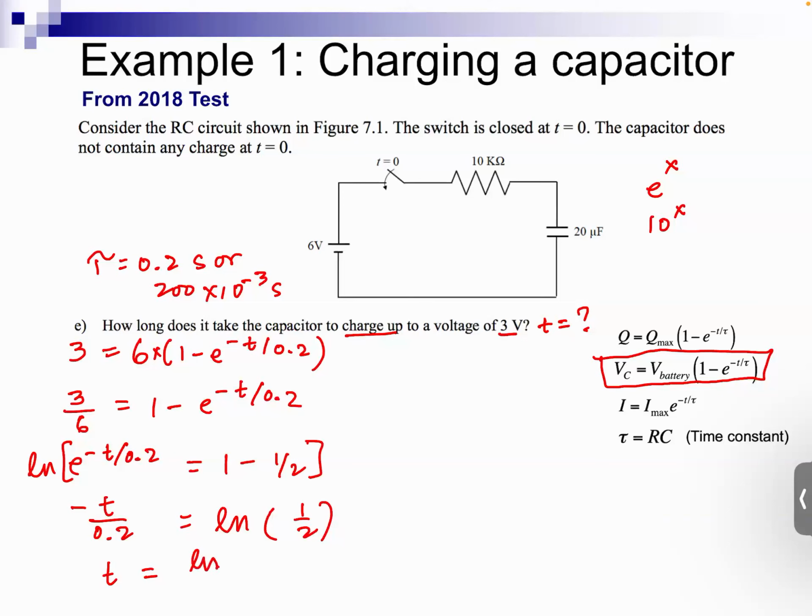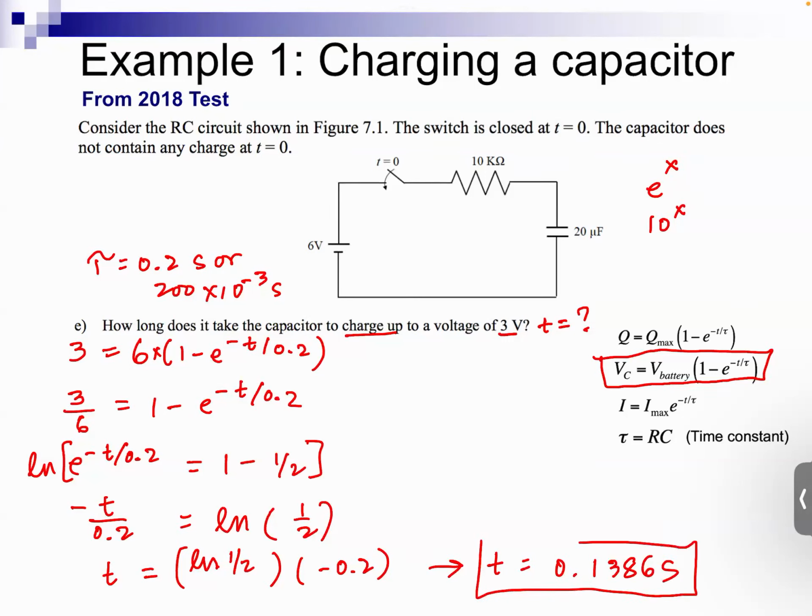So you have ln of 1/2 times negative 0.2. Yes, and that will give you a time of 0.86 seconds.